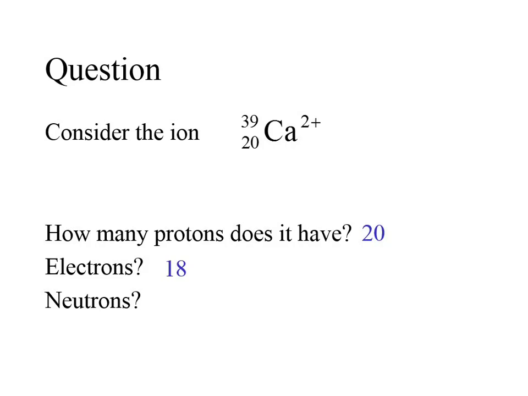We good with that? So the number of neutrons actually goes back to what we covered last unit. How do we get the neutrons? Yes, you subtract the protons from the 39, exactly. And so that's 19. We good with that? I think so.